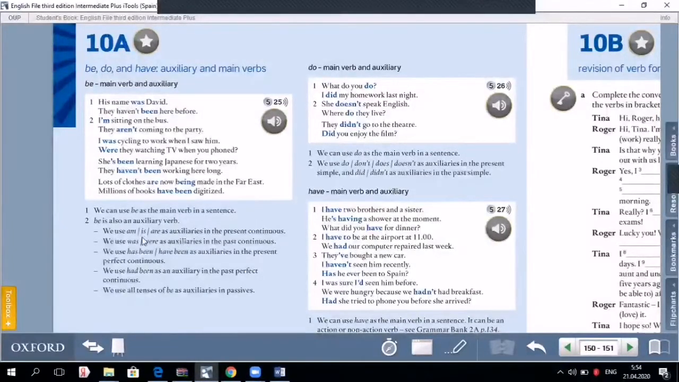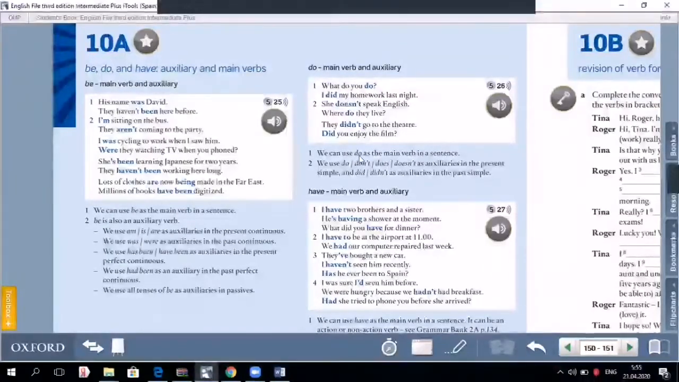We use am, is, are as auxiliaries in the present continuous. We use was, were as auxiliaries in the past continuous. We use has been, have been as auxiliaries in the present perfect continuous. We use had been as an auxiliary verb in the past perfect continuous. We use all tenses of be as an auxiliary in the passive. You see, with all tenses, to be is used as an auxiliary in the passive.